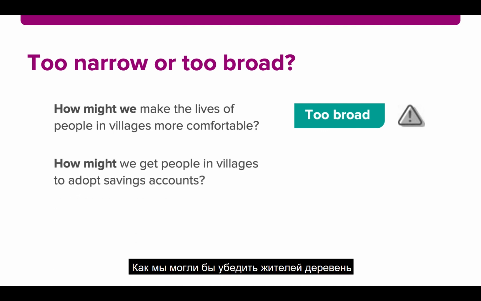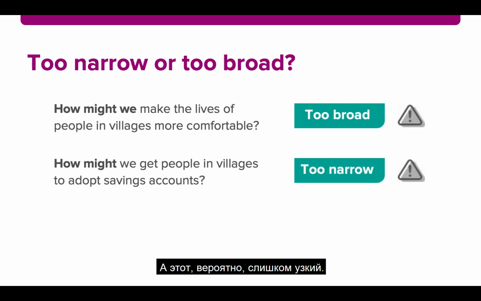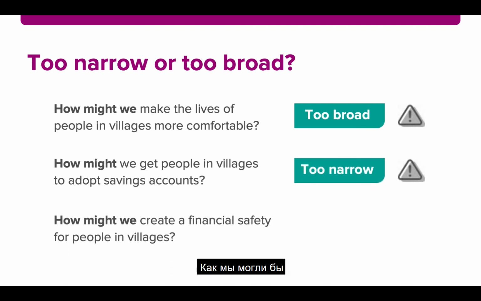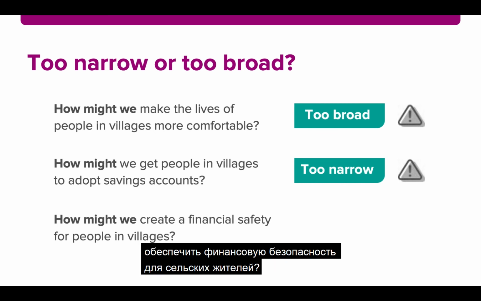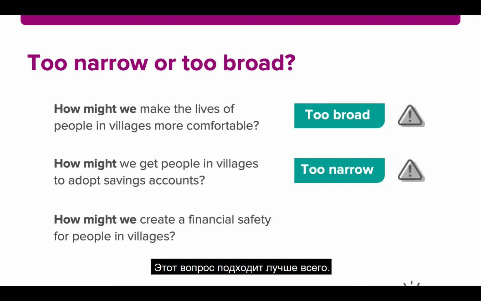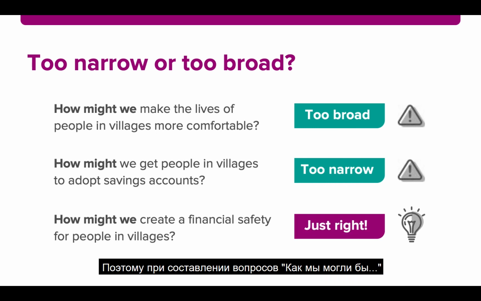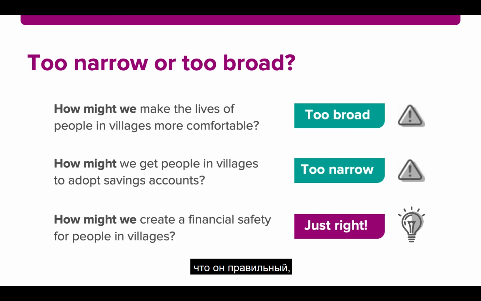How might we get people in villages to adopt savings accounts? Well, this one might be too narrow. What about how might we create a financial safety net for people in villages? Well, this might be just right. So make sure when you are crafting your how might we questions, and especially when you are selecting one, that you select one that is just right, not too narrow, not too broad.